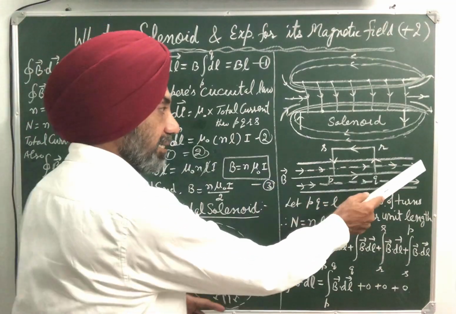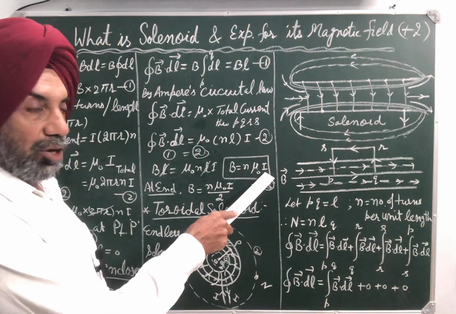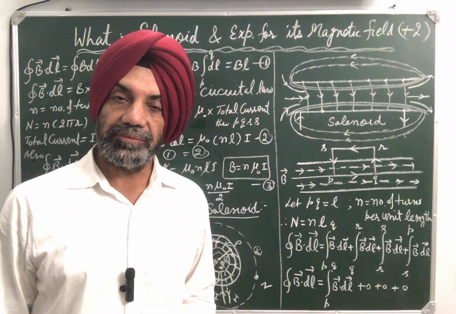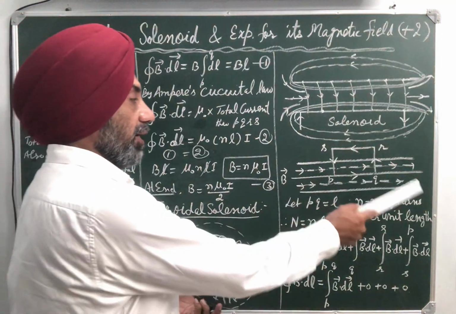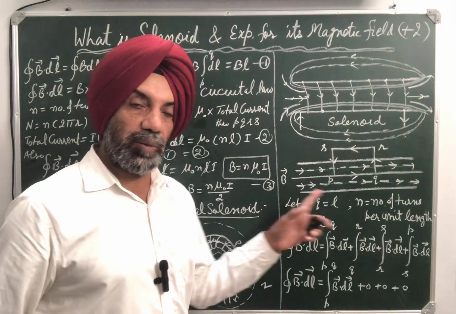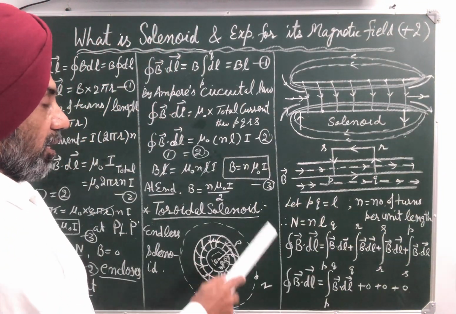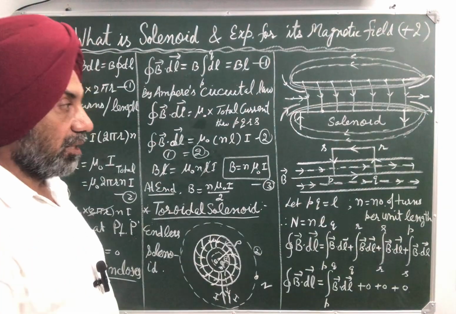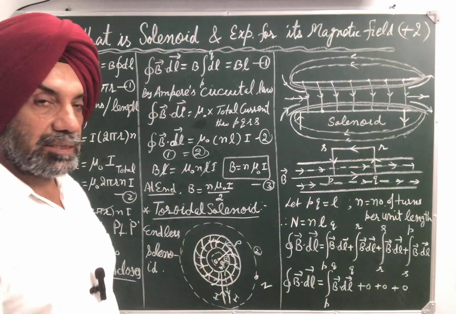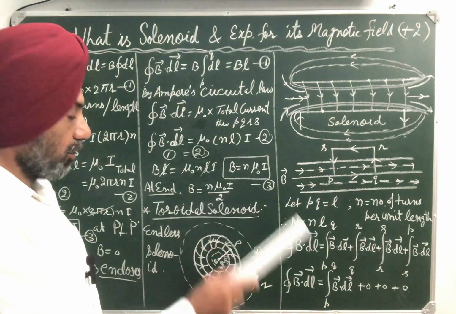Because length of solenoid is very large as compared to its radius. If constant current is flowing through a solenoid, then magnetic field will be constant. So the purpose of solenoid is to produce uniform magnetic field well within the solenoid. If the solenoid is very long, at one end of the solenoid, magnetic field becomes half of the magnetic field at the center. So B is equal to N mu naught I by 2.